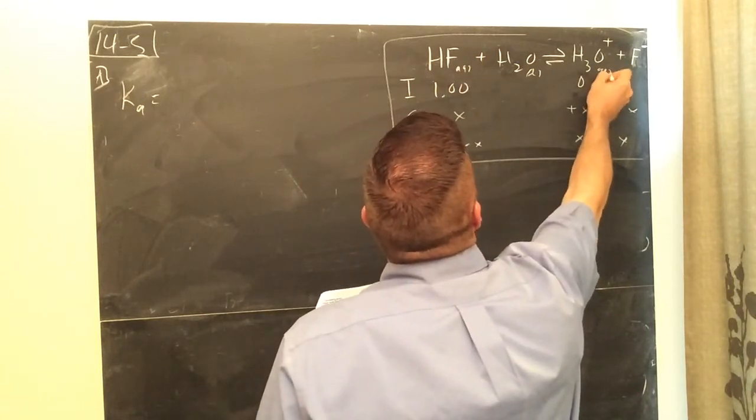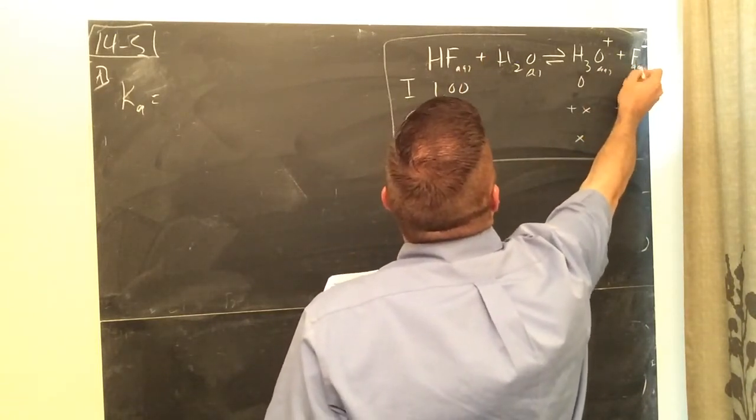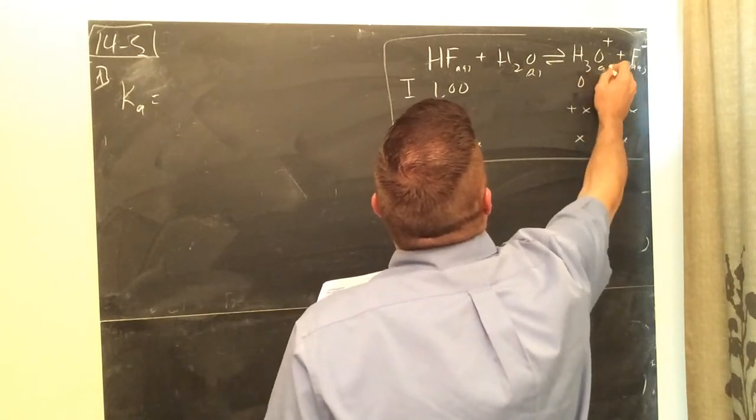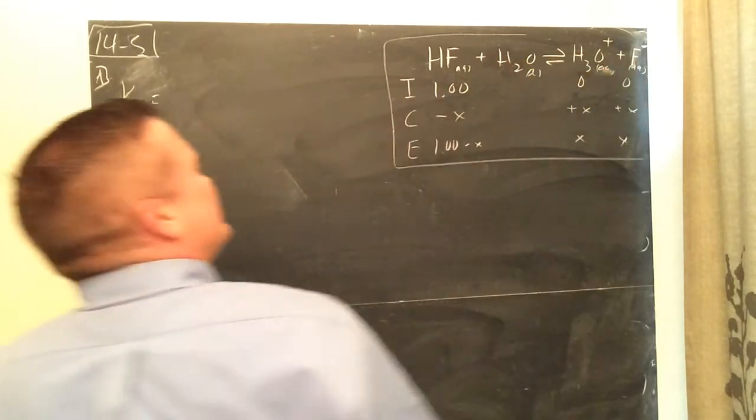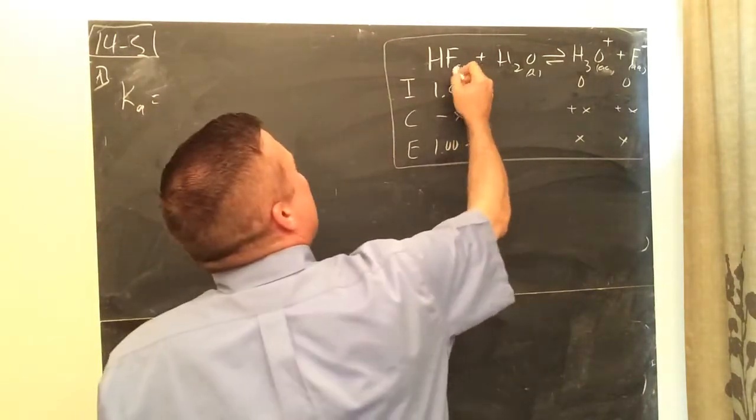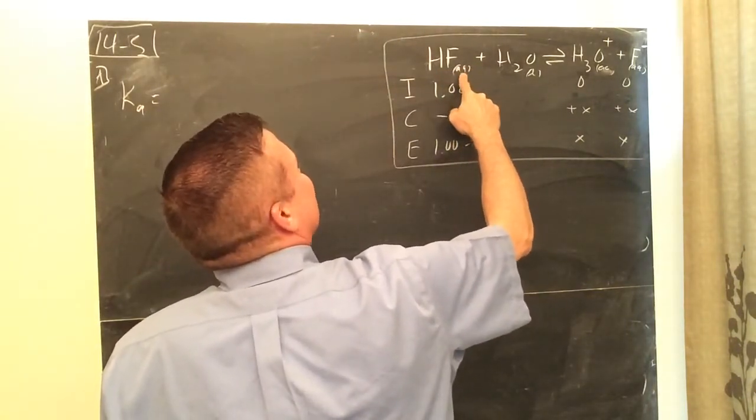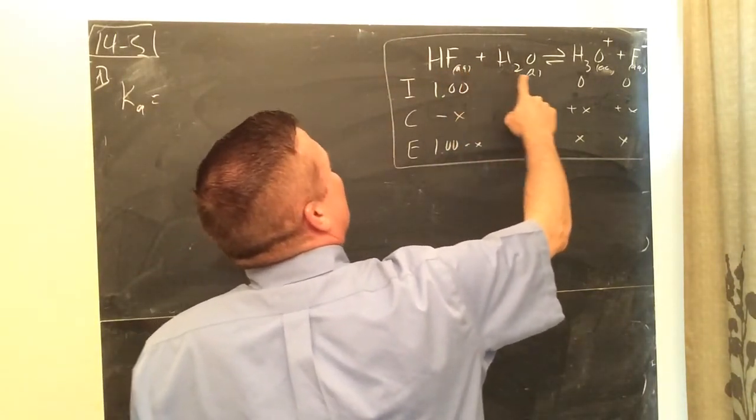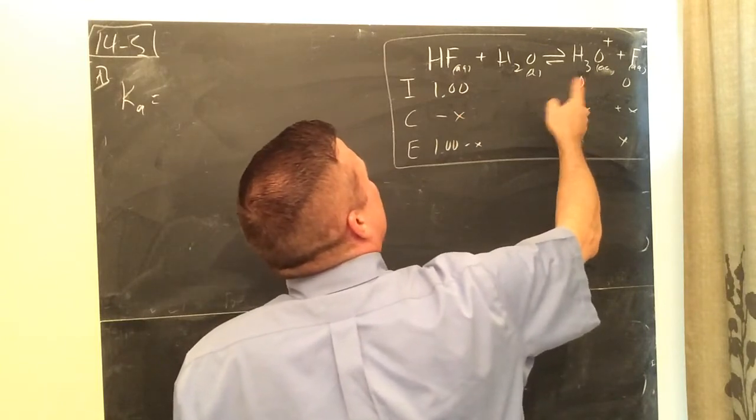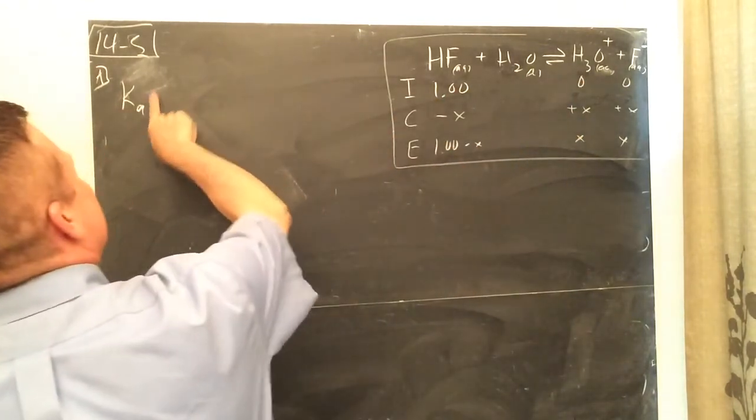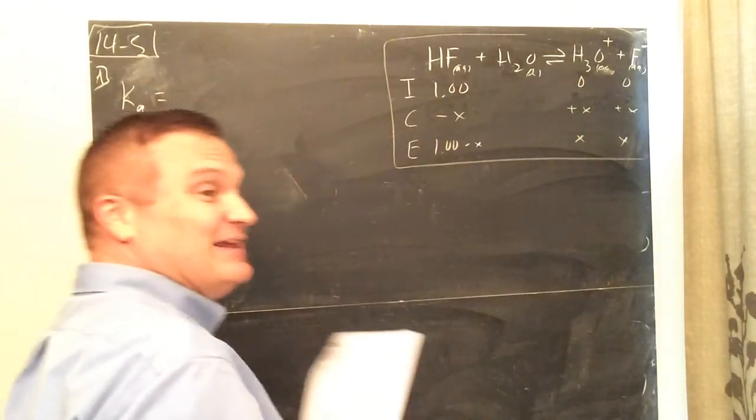This will be aqueous, and this will be aqueous. Now, if they had said hydrogen fluoride gas, they're not going to say it on this problem, but if they ever said hydrogen fluoride gas, then you put gas there, and it wouldn't be in the Ka expression in that case. But they're not going to do that to you.